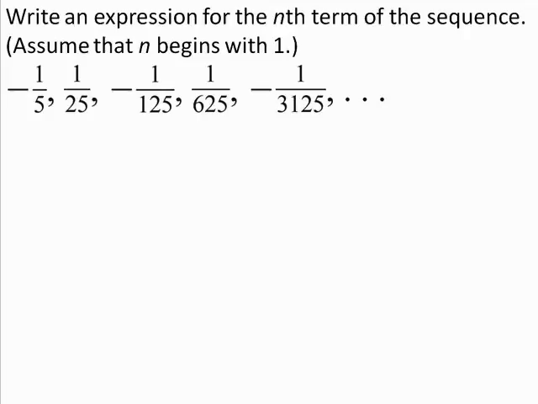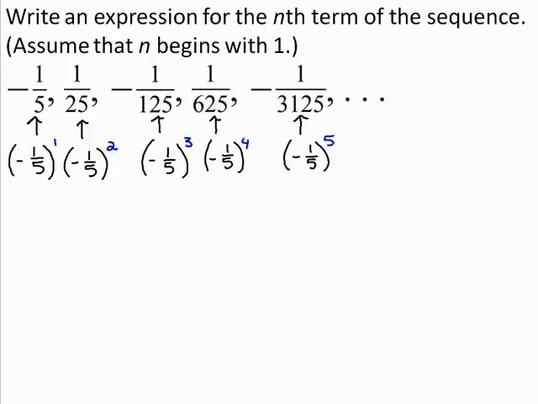Write an expression for the nth term of the sequence. Assume that n begins with 1. Negative 1/5, 1/25, negative 1/125, 1/625, negative 1/3125. To write an expression for the nth term of this sequence, first notice that the terms of the sequence are increasing powers of negative 1/5. So the apparent pattern is negative 1/5 to the nth power.